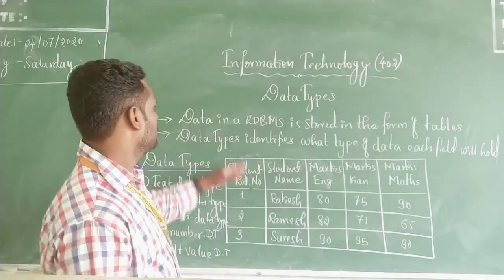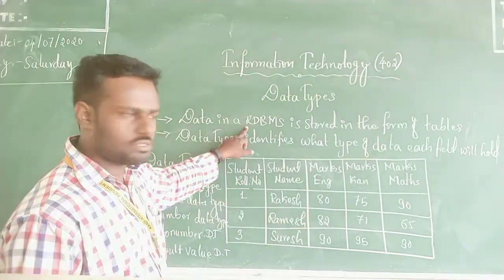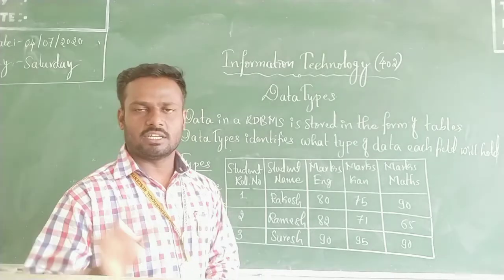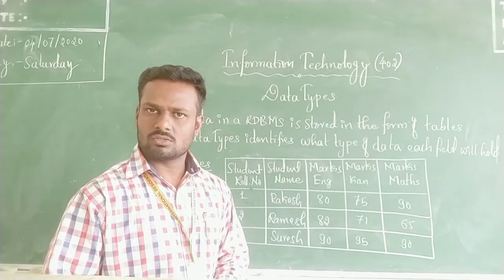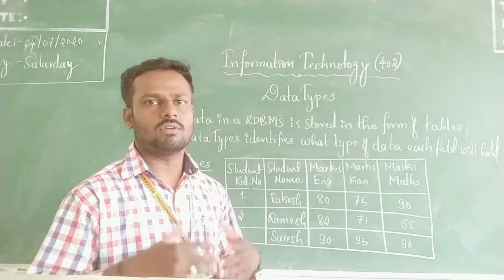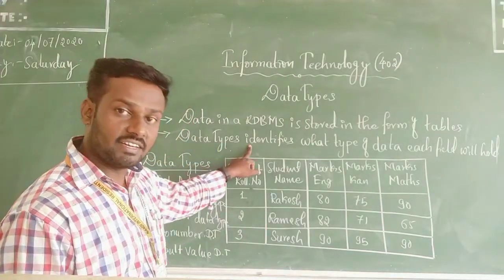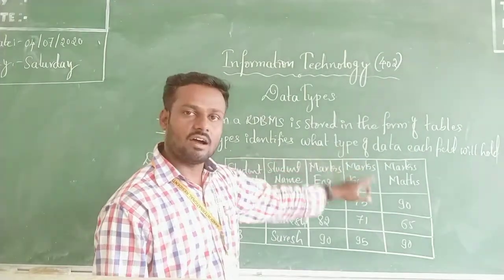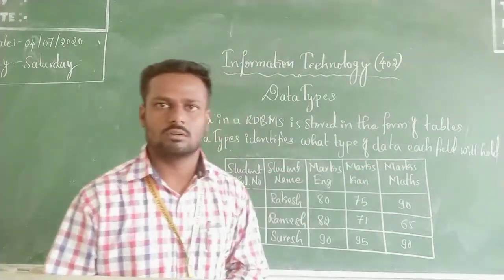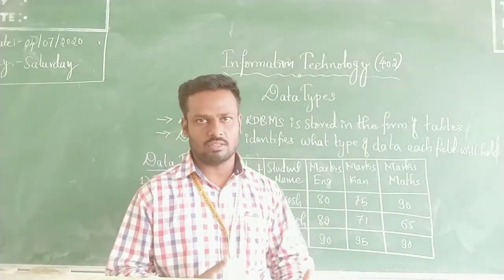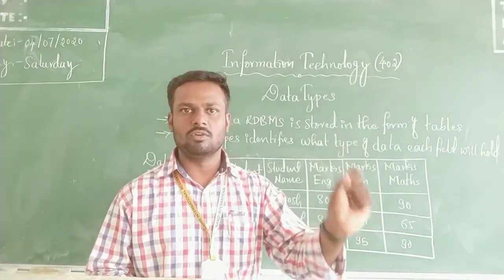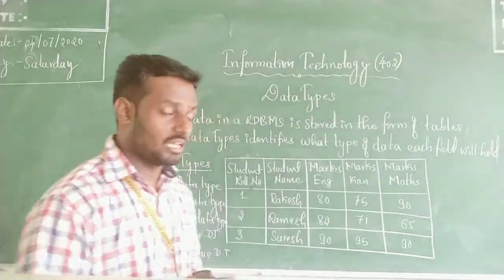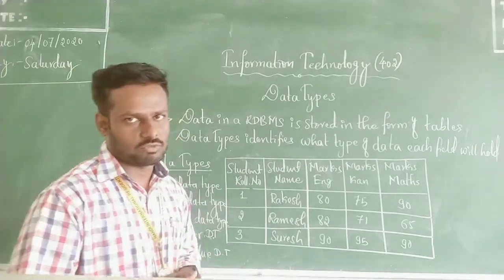So here, data in an RDBMS is stored in the form of tables. You already know, right? Whatever data or information we store in a database is stored in the form of tables. Next, data types identify what type of data each field can hold, right? As a user I have to define that the student roll number field should hold this type of data.